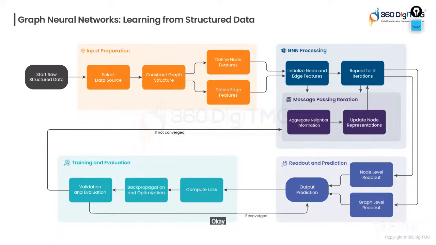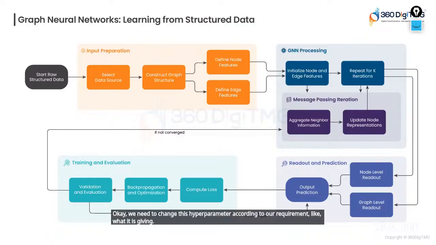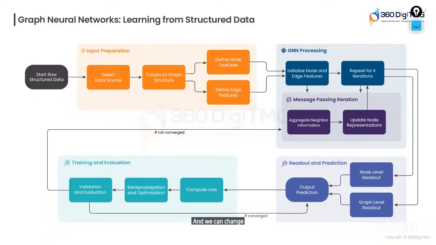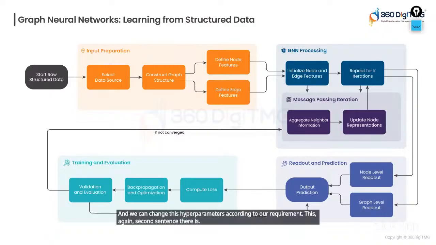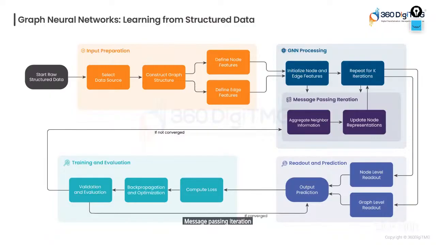Repeat the k iteration means it is like a hyperparameter. We need to change this hyperparameter according to our requirement, like what it is giving, how it is giving. So k is nothing but the nodes, and we can change this hyperparameter according to our requirement. Then there is a second step, the message passing iteration. Here the message passing iterations will have two parts. First is aggregate neighbor information, and second is update node representation.